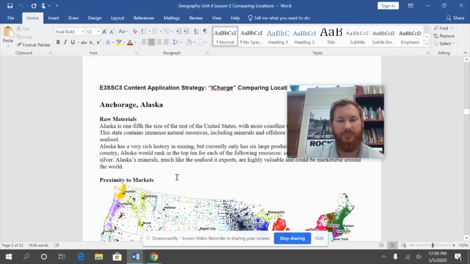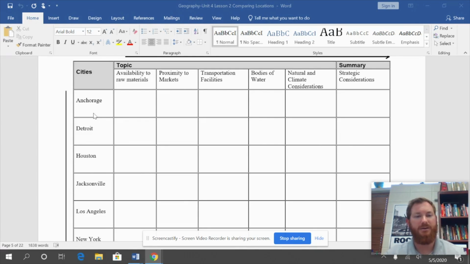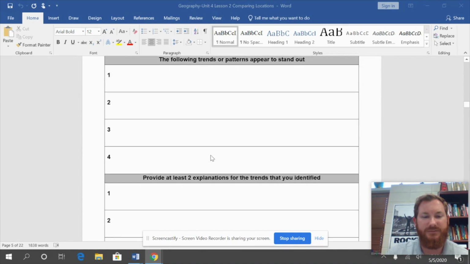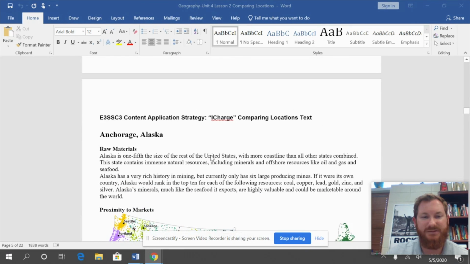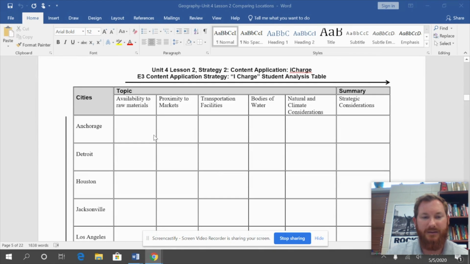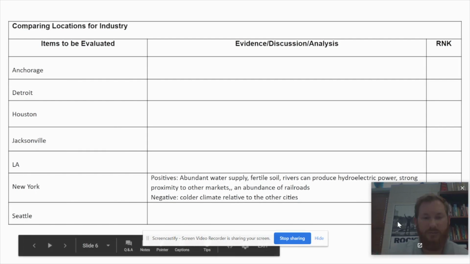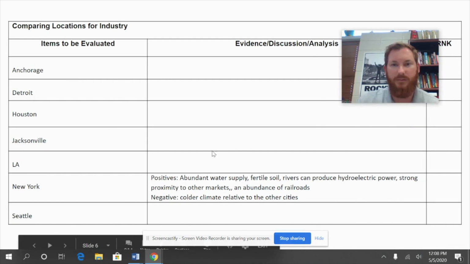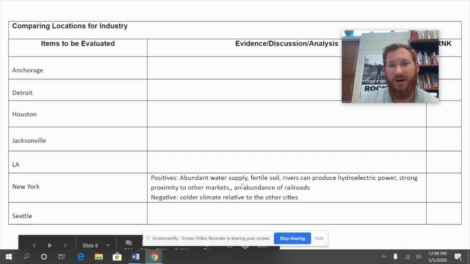So in iCharge, you're given this semantic analysis template, and you have the 7 cities, and then we have the topics. The students are then given resources and information for each of the cities, and they compile the data in the iCharge. Once all of the data is compiled, then they, as a group or individually, articulate the positives and the negatives for that city regarding the topic.